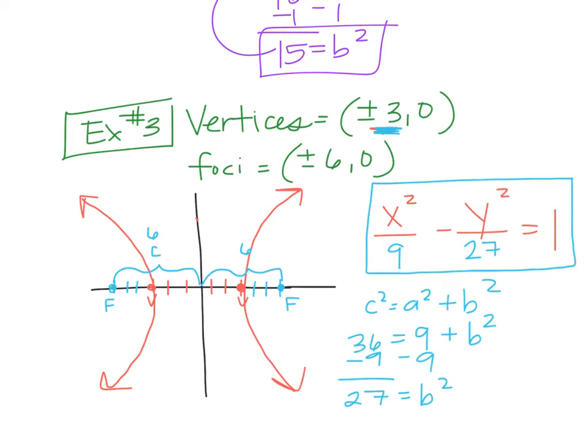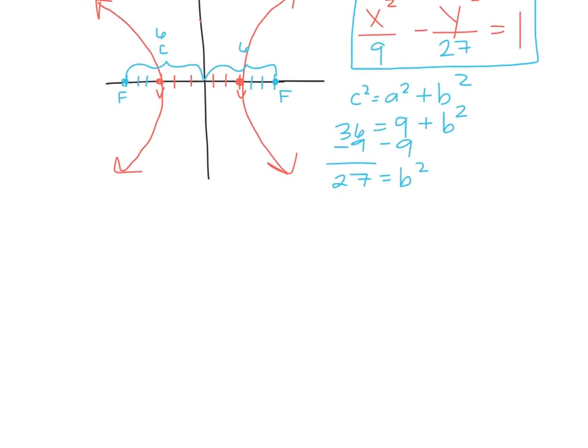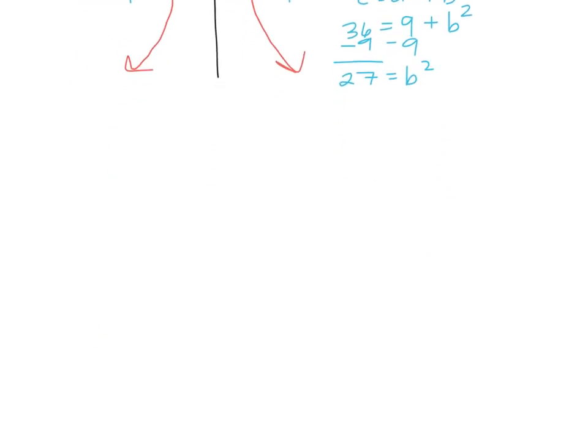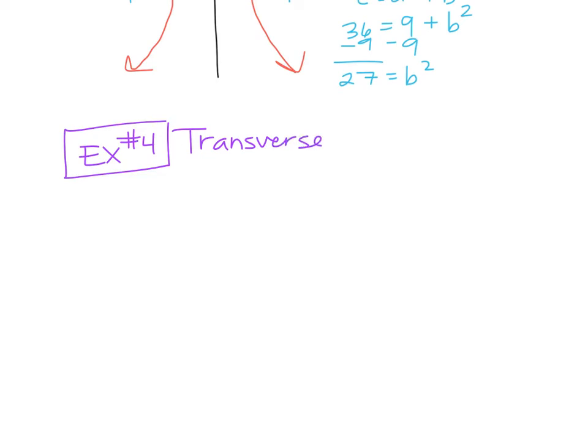Okay. All right, last one. This one's slightly different, probably a little more challenging. I like this one a lot. I think this one's a fun one. So this one says, here's where your transverse axis comes into play. Your transverse axis is vertical. And is 4 units in length.